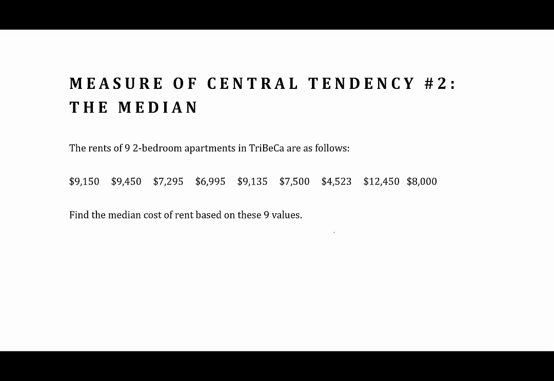So our first example, we had these 9 bedrooms in Tribeca. The first thing we want to do is put them in order from least to greatest. We cannot find a median unless they're written in order. Usually it's least to greatest, but if you are feeling fancy, do greatest to least. Why not? All right, so I'm going to line these up. Let's see how I do.